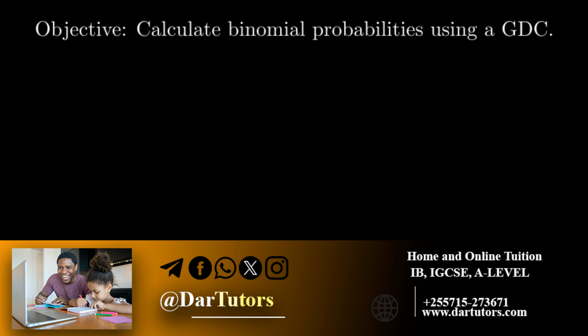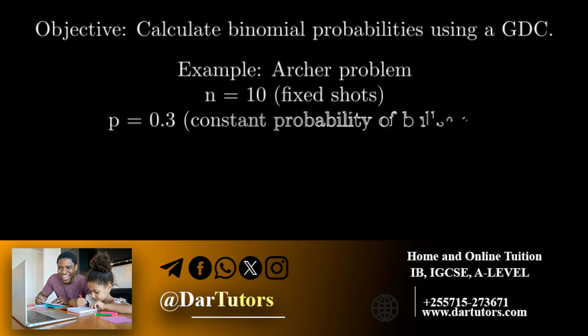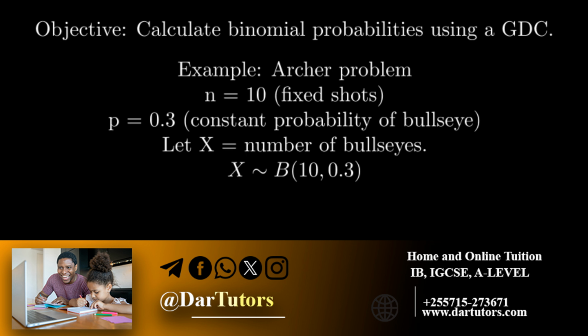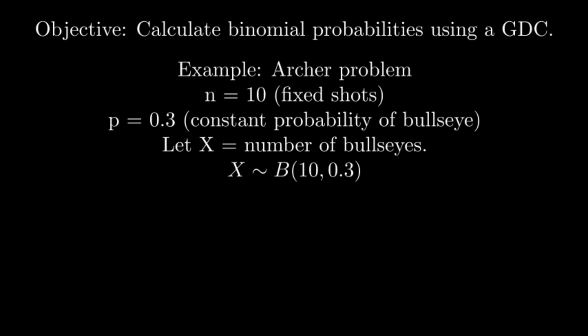Let's use an example. An archer hits a bullseye with a probability of 0.3. She takes 10 shots. Let X be the number of bullseyes. First, let's confirm this is binomial. We have a fixed number of trials, n equals 10. We have two outcomes, bullseye or miss. The shots are independent, and the probability of success, p, is constant at 0.3, so X is distributed as B(10, 0.3).